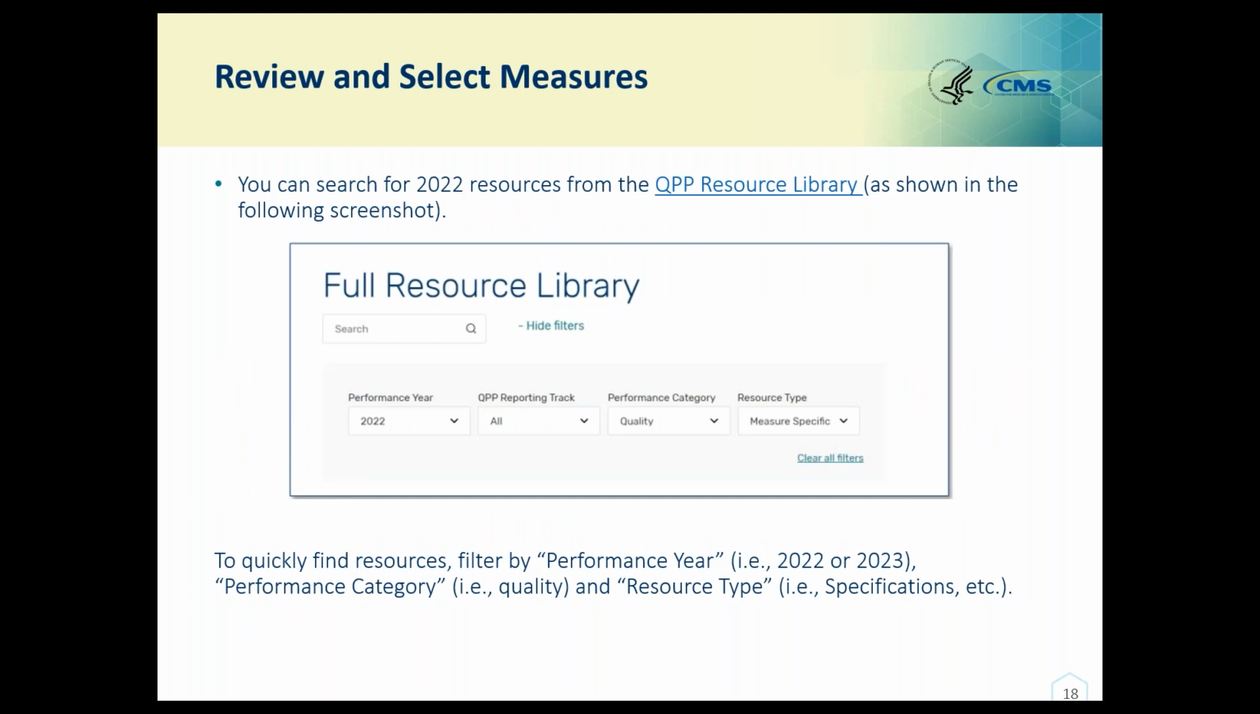You can search for 2022 resources on the QPP resource library by filtering by performance year, so for example, 2022 or 2023, or by filtering by performance category, for example, quality or cost, and by resource, for example, measure specifications. You can also search using keywords. Next slide, please.